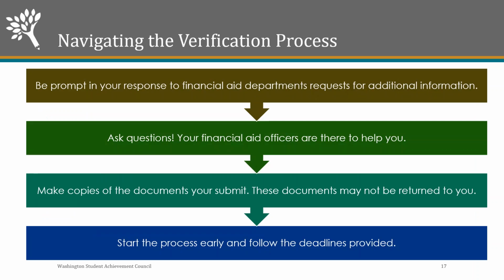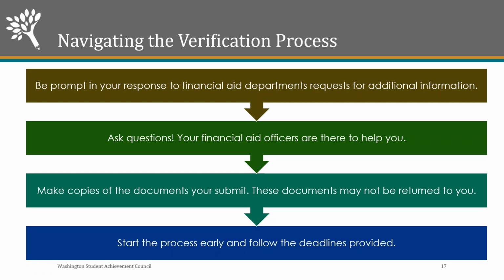So navigating the verification process, if you were selected for verification, it's okay. If you have students who come in and are upset about this, it's okay. People are randomly selected for verification. They didn't do anything wrong, but we want to help them get through that process so they can get their financial aid award. We want to make sure students are prompt in their response to financial aid department requests for additional information. They're not going to request it multiple times for you. They want to make sure that they get that information in a timely fashion, but they're not going to hound students for it, so students need to be very proactive.